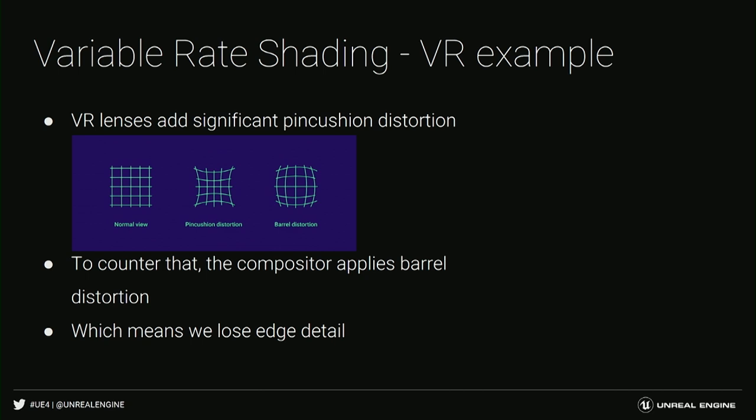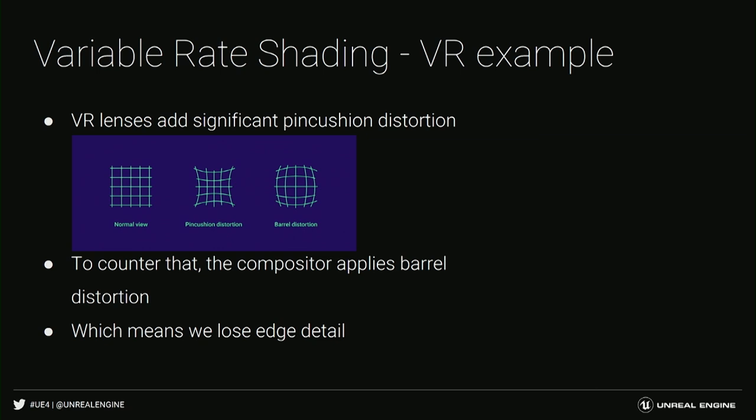Now, we have a pretty great use case for variable rate shading in VR. And here's a kind of refresher on VR optics to illustrate the point. Those lenses in your headset apply a pretty heavy pincushion distortion to the image that's on the underlying display. To counter that and to make the rendered scene look correct, the virtual reality runtime is going to apply a barrel distortion step during the composition phase of the frame. And that's the one on the far right. You can see what the barrel distortion looks like.